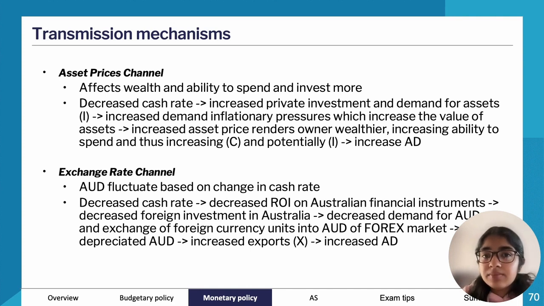There's increased demand for the Australian dollar, so to invest in Australian banks, they need to convert their foreign currency into AUD. Okay, they do that. There's an increased demand for the Australian dollar, and this increases the value of the AUD and causes an appreciation. If we have an appreciation in the AUD, that means it's more expensive for people overseas to buy our exports. So there are fewer exports, and obviously because of that, there's a lower aggregate demand.